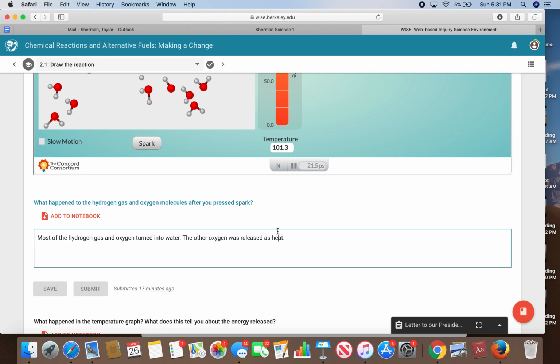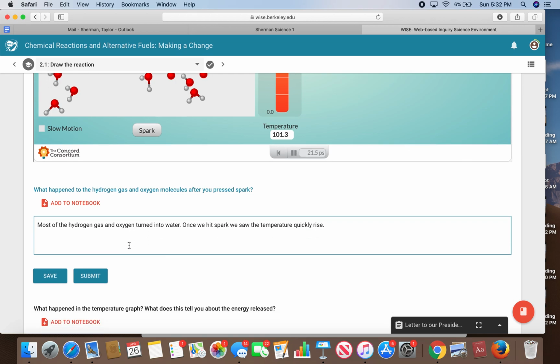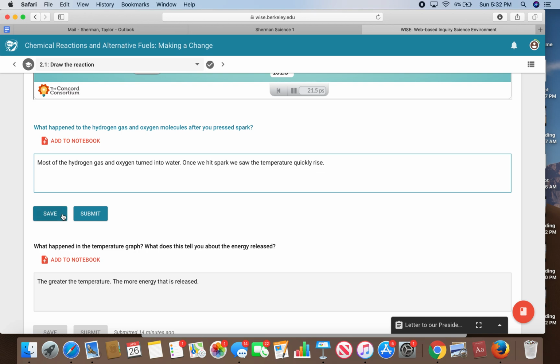So it says most of the hydrogen gas and oxygen was turned into water. As temperature increased, once we hit spark, what happened, right? So once we hit spark, we saw the temperature quickly rise, right? Okay, so let's go ahead and leave that. So those are two things that happened. If you saw something else that we talked about, that's fine too. So let's just go ahead and click save and submit.